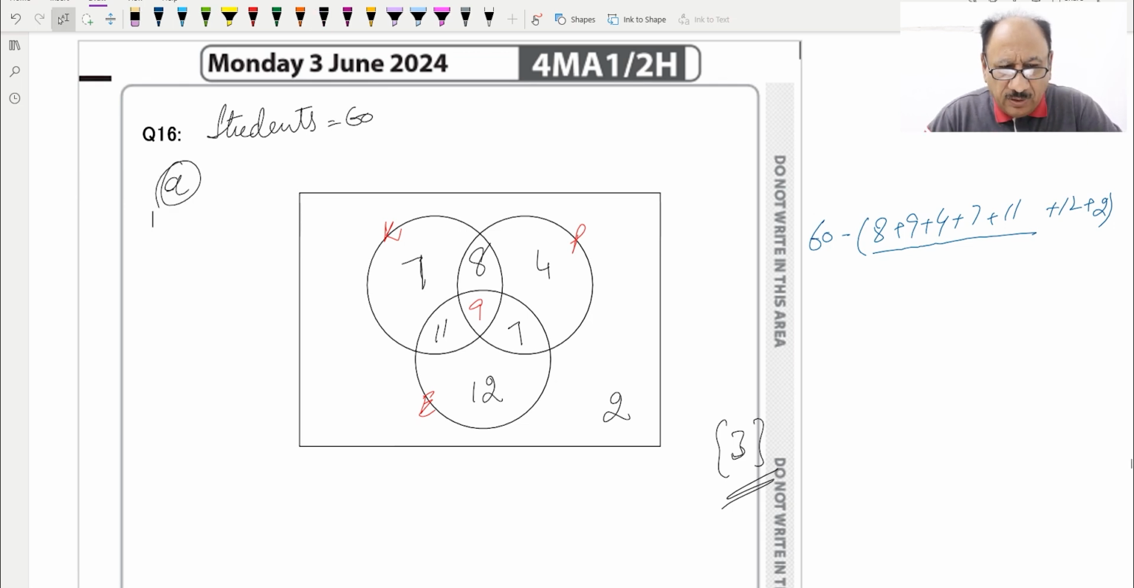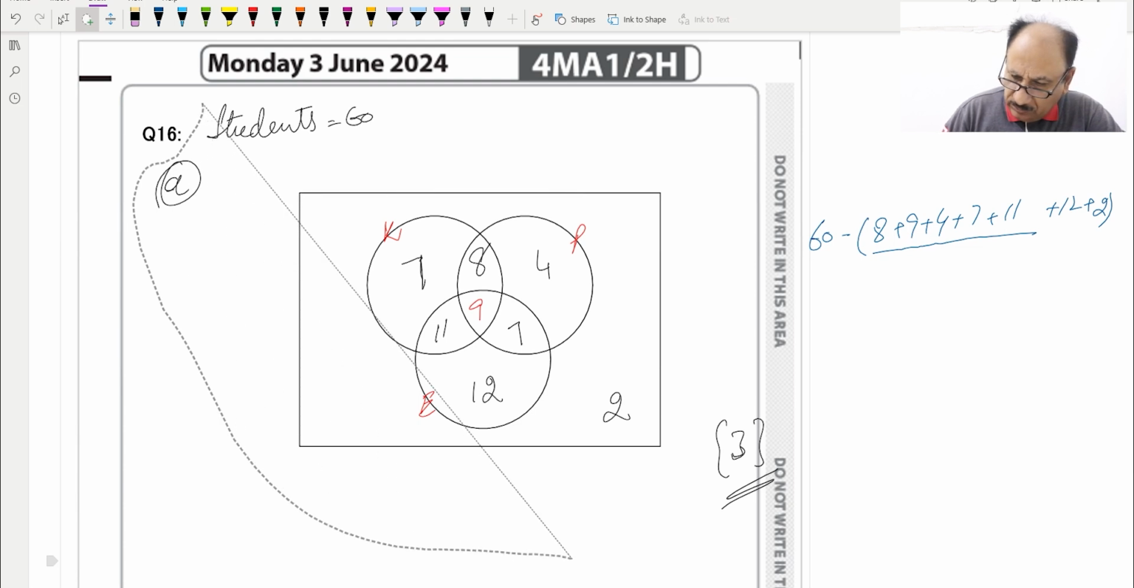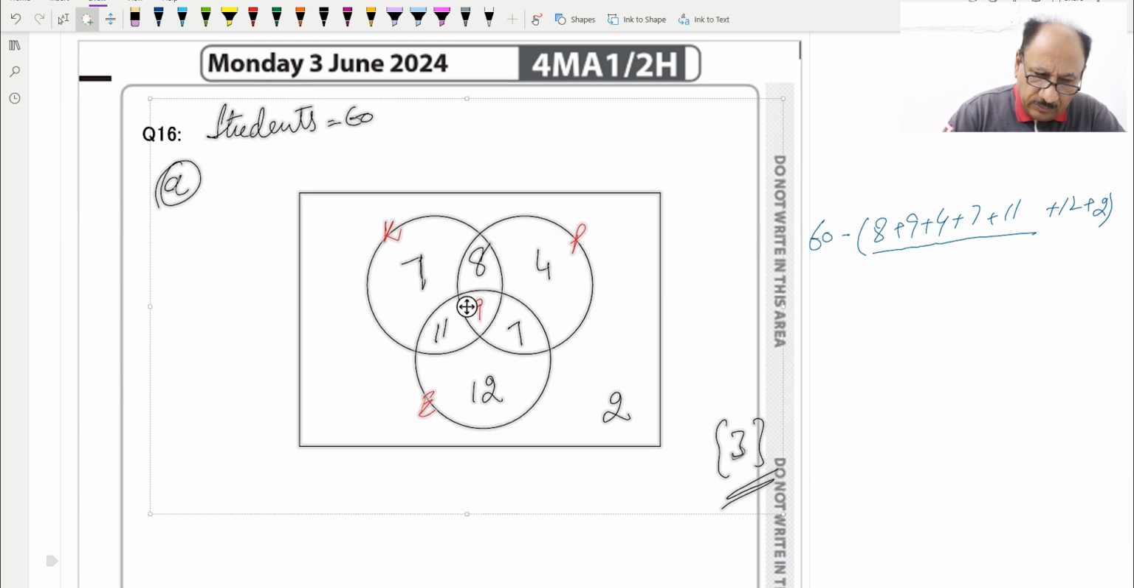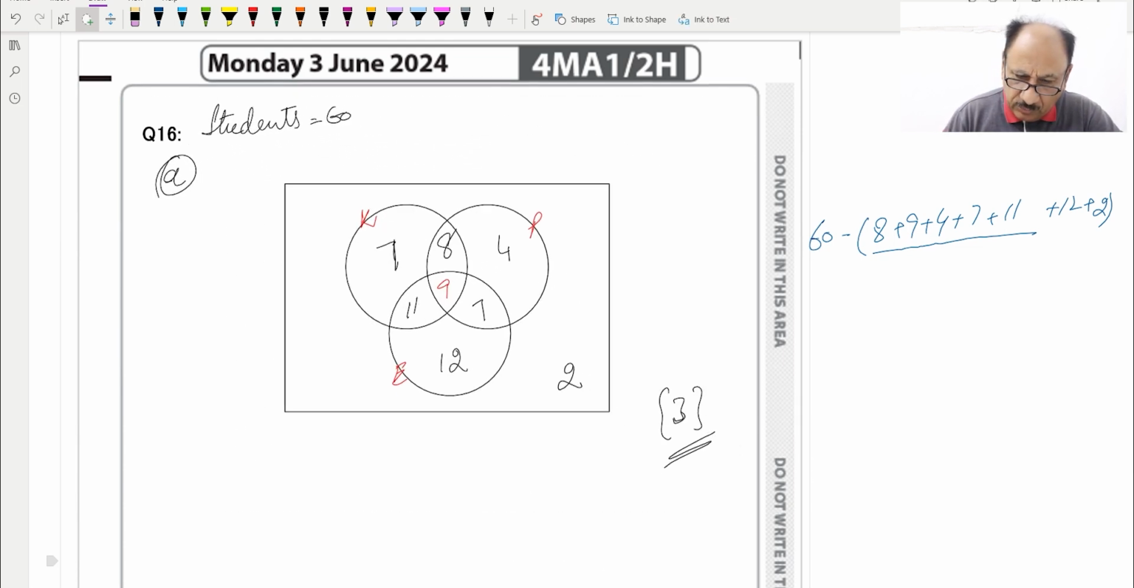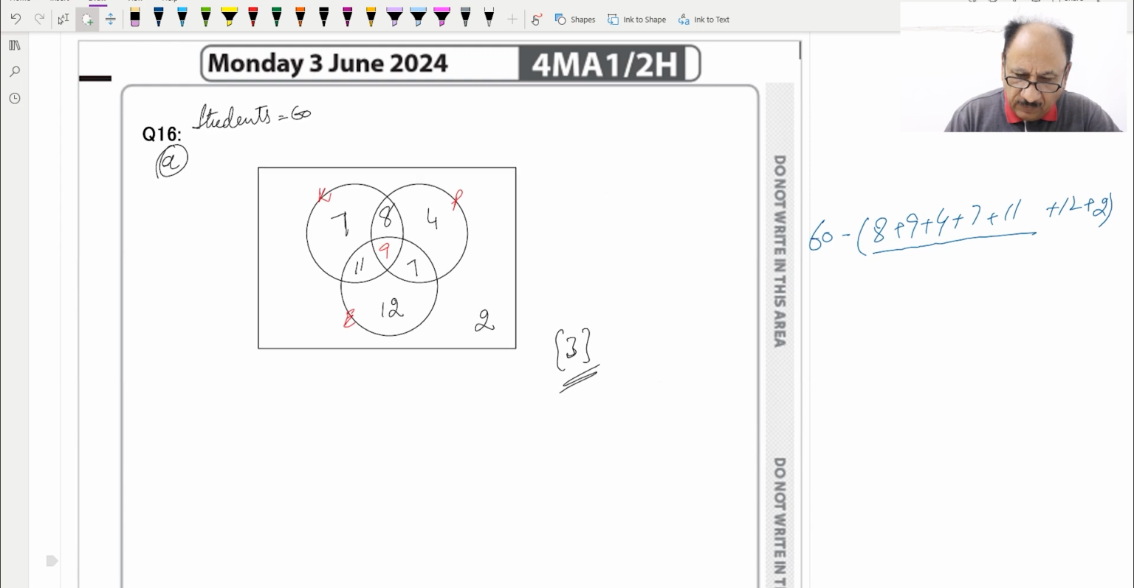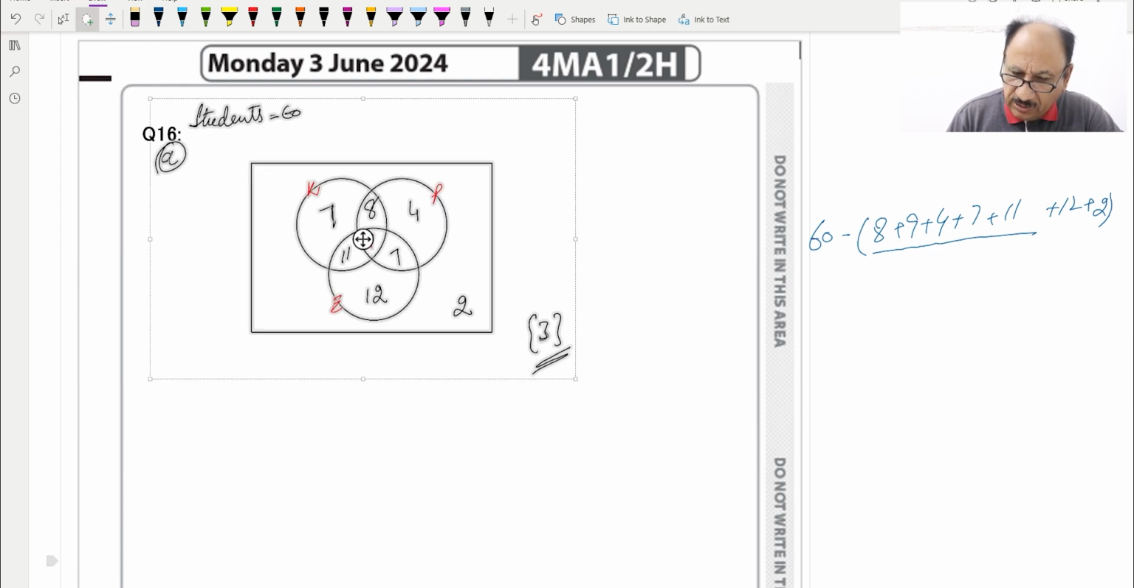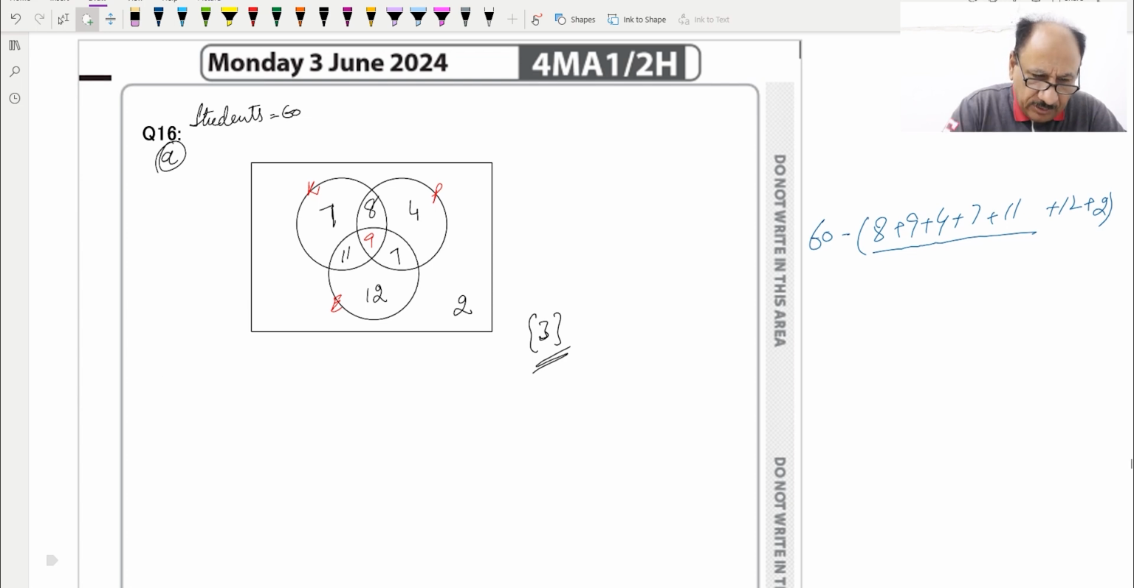Now for B part, they are saying one of the students is chosen at random. So what I will do, I will reduce the size so that we can have the space for the rest of the question, and hopefully this is the readable size. And now we can go through B part.